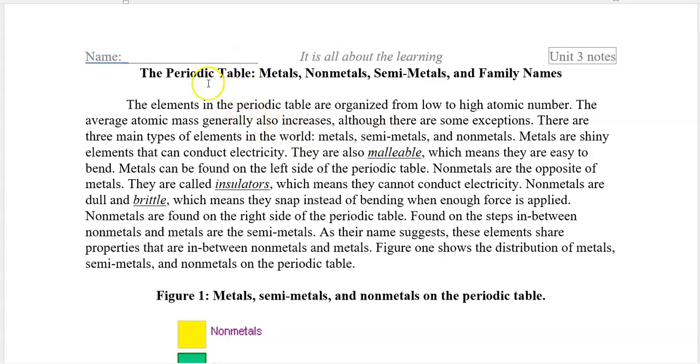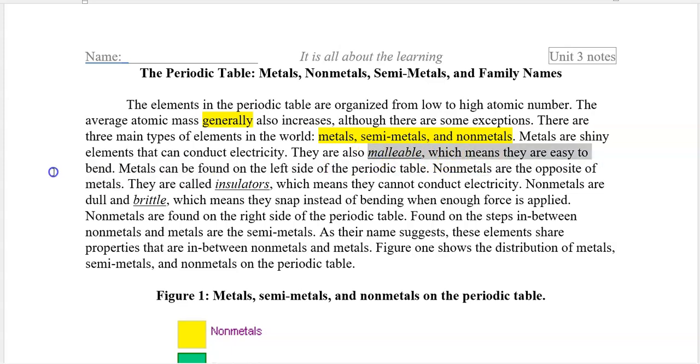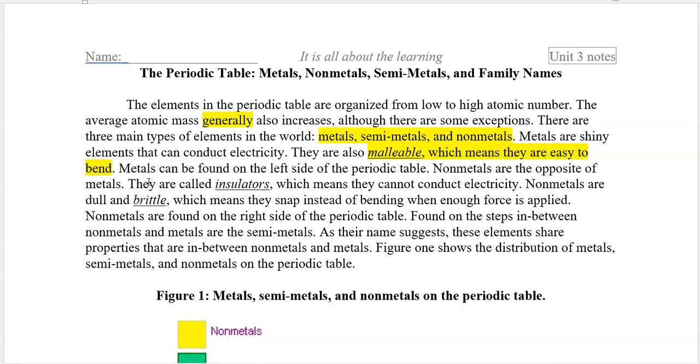So here we go. The periodic table: metals, nonmetals, and semimetals, and family names. The elements in the periodic table are organized from low to high atomic number. The average atomic mass generally also increases, although there are some exceptions. There are 3 main types of elements in the world: metals, semimetals, and nonmetals. Metals are shiny elements that can conduct electricity. They're also malleable, which means they're easy to bend. Or, not always easy, but if you put enough energy into them, instead of breaking, they bend.